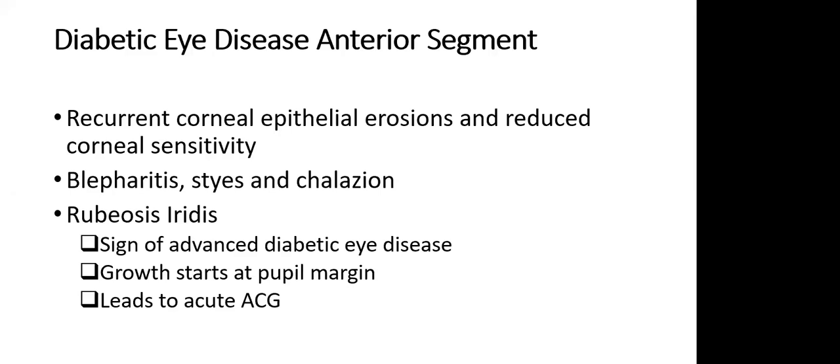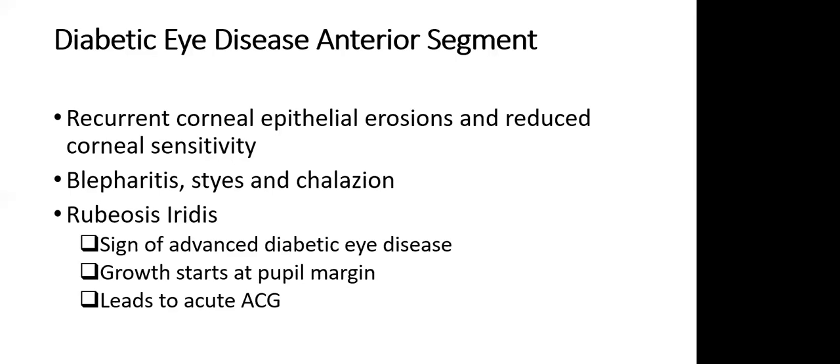And then another complication in the anterior segment of the eye from diabetes is infection. Okay, blepharitis, which is infection or inflammation of the eyelid. We have stye and chalazion. We talked about this in the second lecture.